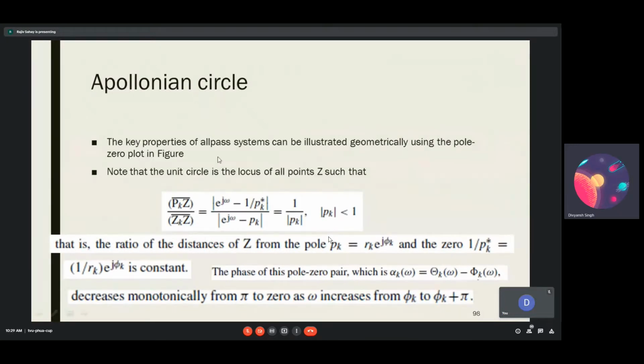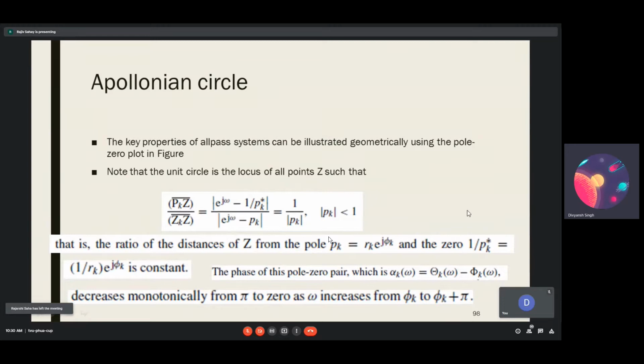If you see the all-pass system, then the key property can be illustrated geometrically using a pole zero plot. Suppose the unit circle is the locus of all points z such that the distance from z to pk divided by the distance from z to the zero is a constant, equal to 1 by mod of pk. So you see here the ratio of the distance of z from the pole pk and the zero 1 by pk star.